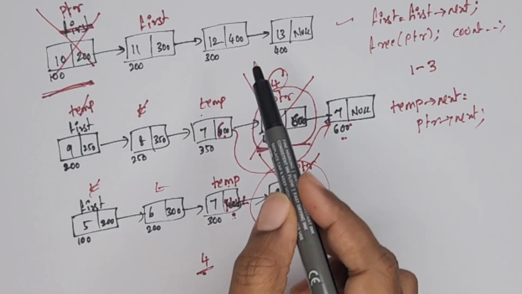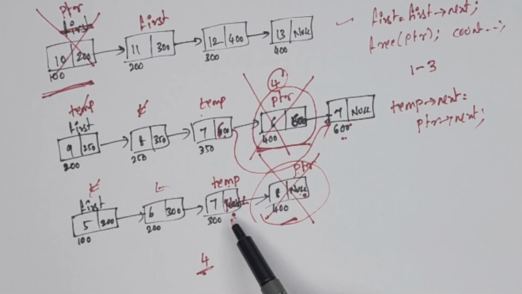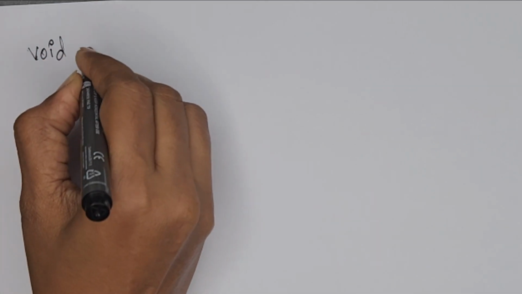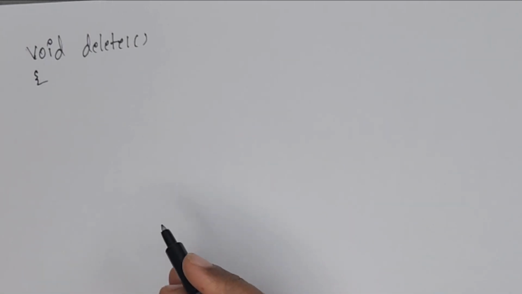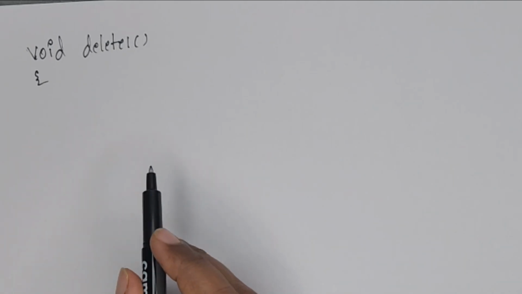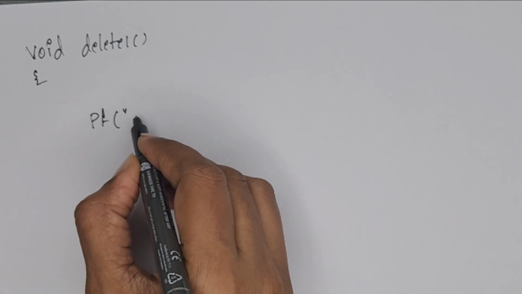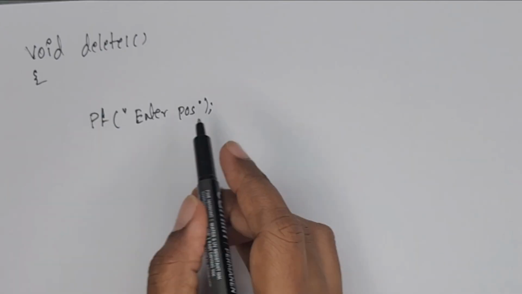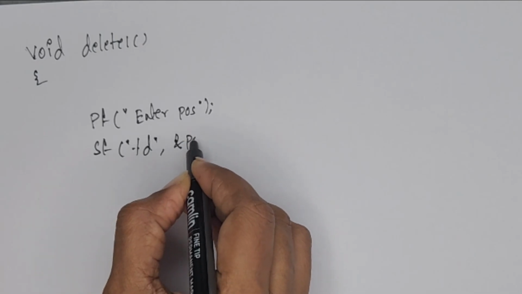So these are the 3 different situations. You can remove the first node, the middle node, or the last node. The same code you can apply for the middle node and the last node. The function is delete. I am taking void delete1 because delete is a predefined word. This is the delete function. First you have to read the position, which node you want to delete. Printf, enter position, meaning which node you want to remove. The complete statement is scanf("%d", &position).